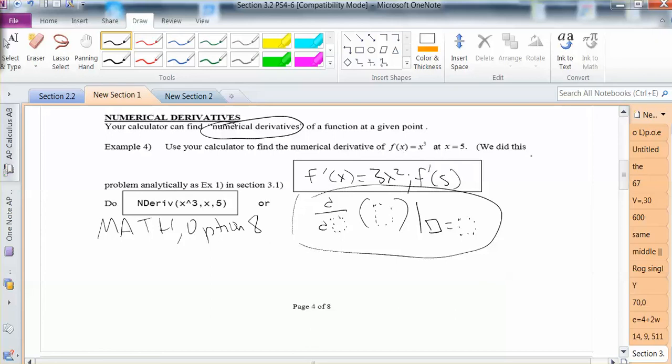Another way to access this too is if you hit Alpha, Window, Option 3. You'll see the same thing. It'll say nDeriv.